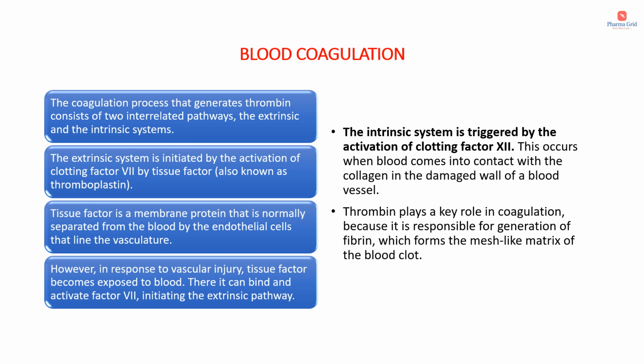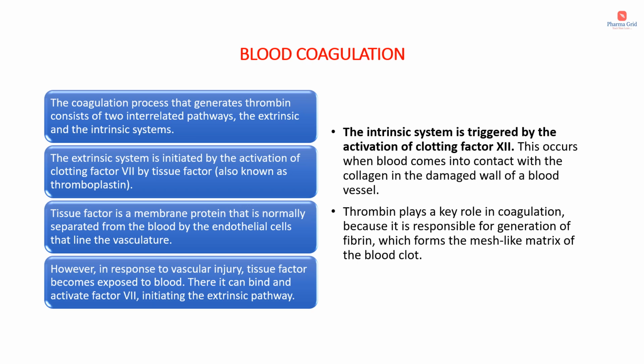The coagulation consists of mainly three pathways: the extrinsic, intrinsic and the common pathways that interact together to form a stable blood clot. The extrinsic and the intrinsic coagulation pathways both lead into the final common pathway by independently activating factor 10. The coagulation process that generates thrombin consists of two interrelated pathways, the extrinsic and the intrinsic system. The extrinsic system is initiated by the activation of clotting factor 7 by tissue factor.